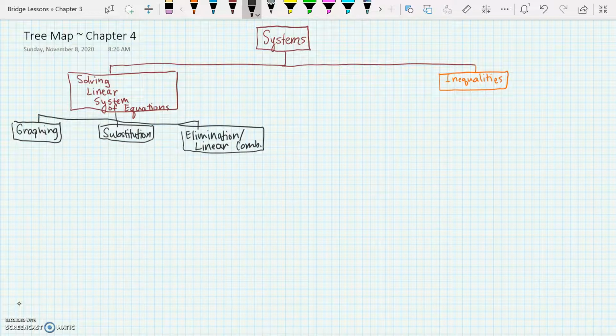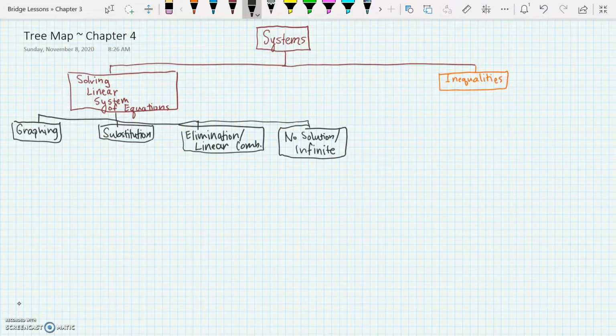Within those, there's also the idea of no solution or infinite solutions. I guess it's if they have the same slope. And then also within that, for all of those, there were also word problems or real-world kind of problems.